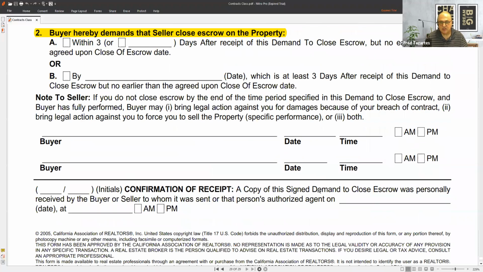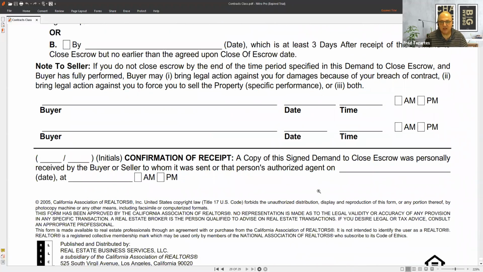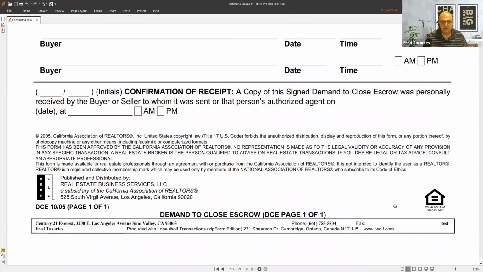And confirmation receipt, just to make sure, to confirm we have got it. And we have gone through all the contracts. Are there any questions on these or any other contracts that we've talked about? Nothing. All right.